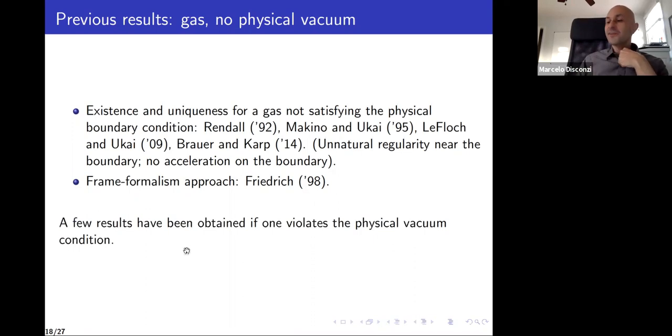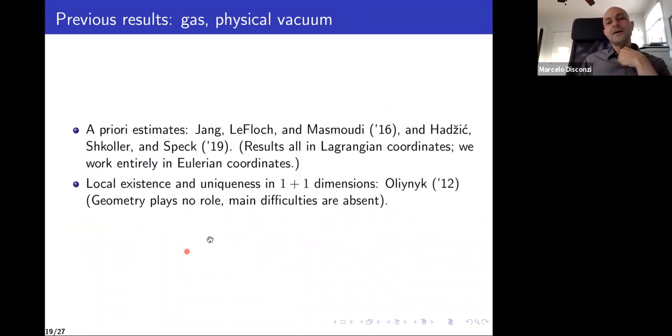So the punchline is that you can have a few results if you violate the physical vacuum boundary condition. And finally, in the case we're studying, relativistic Euler equations, the case of a gas with a physical vacuum, a priori estimates were obtained by Jang, LeFloch, and Masmoudi, and Hadžić, Shkoller, and Speck. And for people who know fluids, I point out that these results are all in Lagrangian coordinates, and this is in contrast to our approach, which is entirely in Eulerian coordinates.